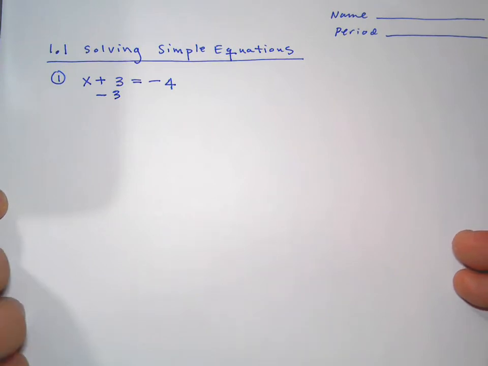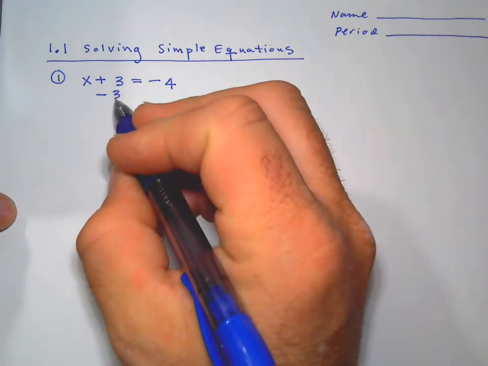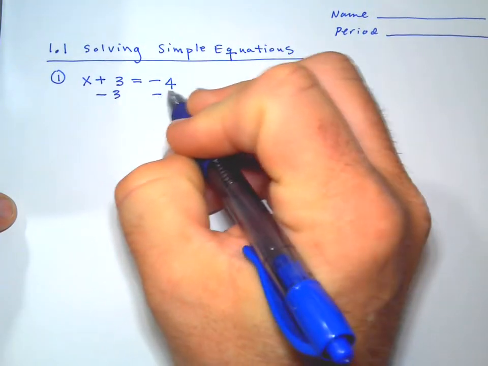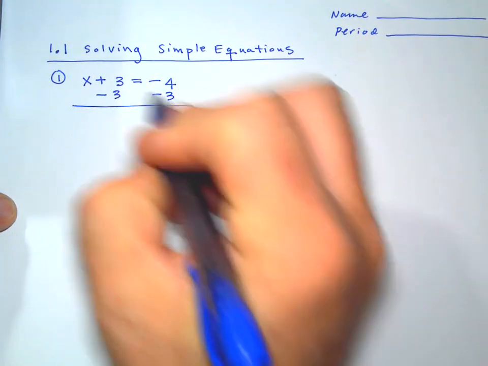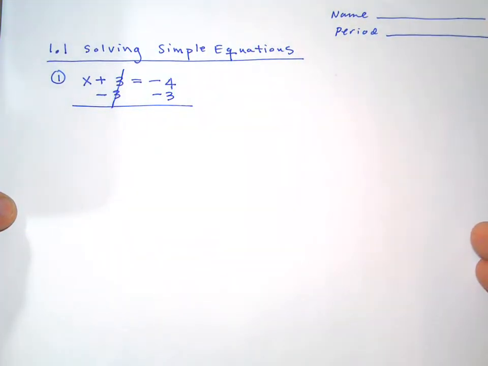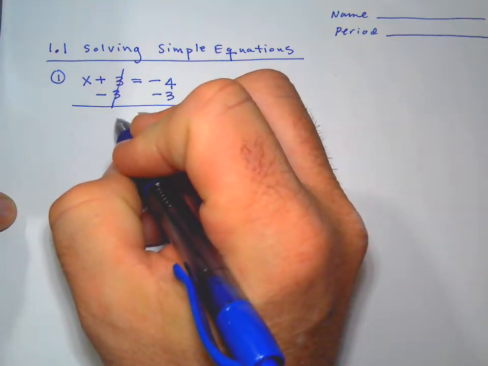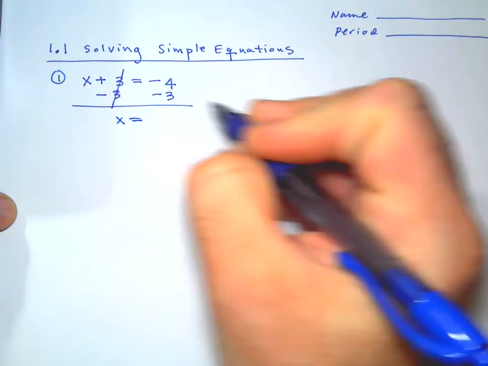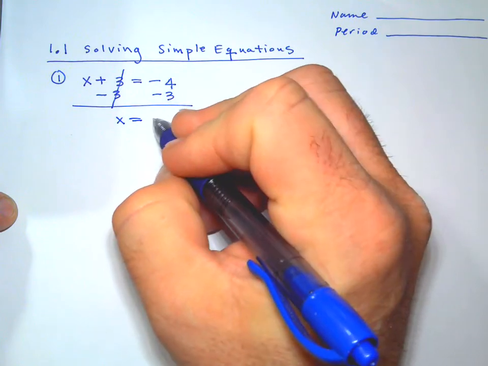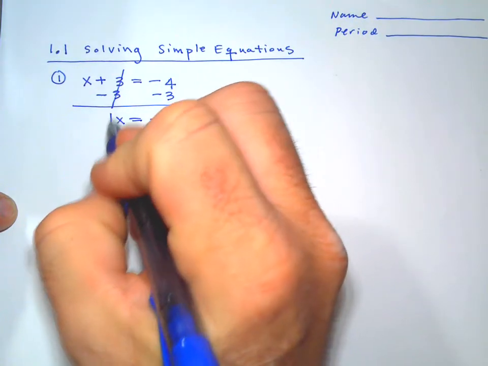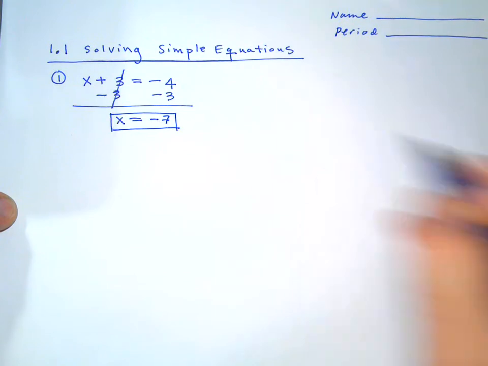Now when you solve equations, one of the key ideas that we're going to say over and over again is that whatever you do to one side, you have to do to the other side. You have to balance it out. So if you subtract 3 here, that's okay as long as you subtract 3 over here. And then those will cancel each other out. So this is the work I want you to show to get full credit. Over here now, we just have an x left over on the left-hand side, and -4 minus 3 is -7. And that's your answer. I want you to box your answer.